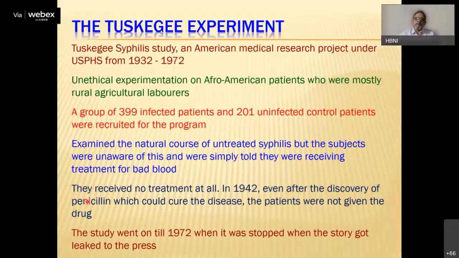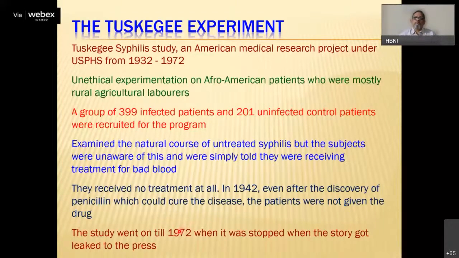And even the worst part, up to 1942, there was no known cure for this disease. And in 1942, penicillin was discovered. So even after the discovery of penicillin, which could cure this disease, the patients were not given this drug. And this study went on till 1972. Imagine, it started in 1932 and went on up to 1972, 40 years. Nobody knew about this. Of course, the government absolutely knew about this. They didn't do anything.